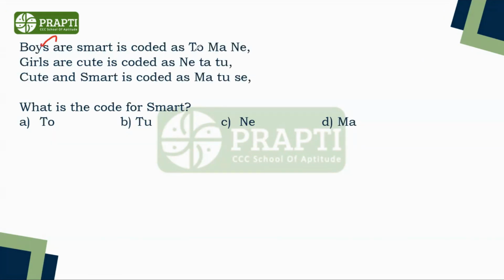Boys are smart is coded as Tomani. Girls are cute is coded as Nita 2. Cute and smart is coded as Matuse. So what is the code for smart? So just see, the first and the third statements contain smart. Am I right? So now just see R is there. We'll eliminate this. So ni gets cancelled. And here again, in the first and the third statements smart is there. See here for smart, Ma is common here. So what is the answer?